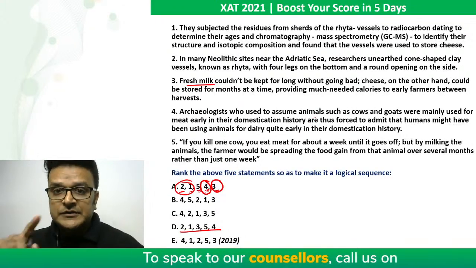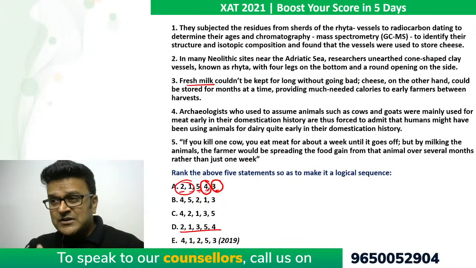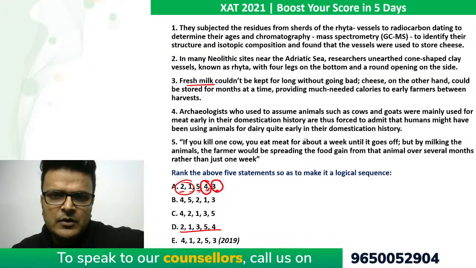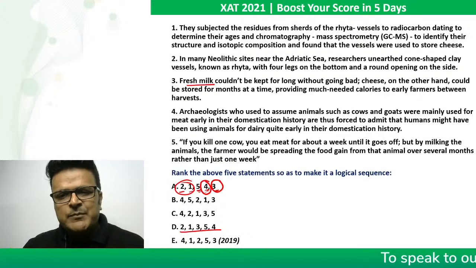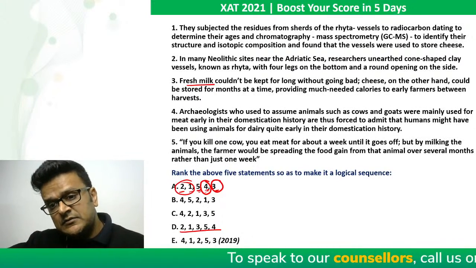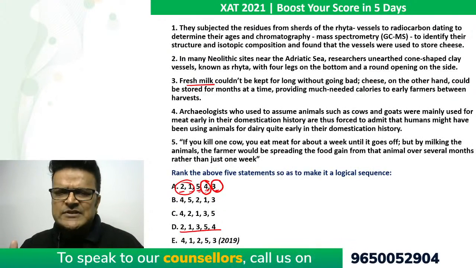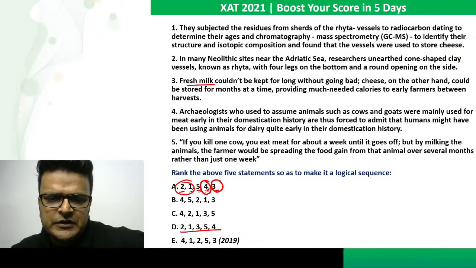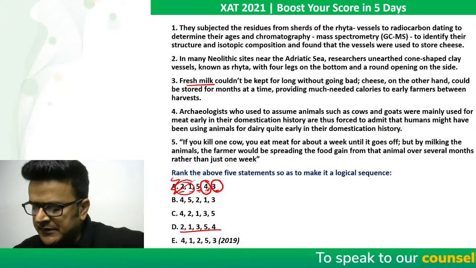You understand? Then you would talk about how meat was consumed over a period of a week, but milk lasted a much longer time because we made cheese out of it. And then you would say thus humans might have been using animals for dairy quite early in their domestication. Whole point of the paragraph is that animals have been used for dairy for a longer period of time than you thought they were. You understand? That does not happen in option A. That's the biggest problem. Right? Makes sense? Okay.